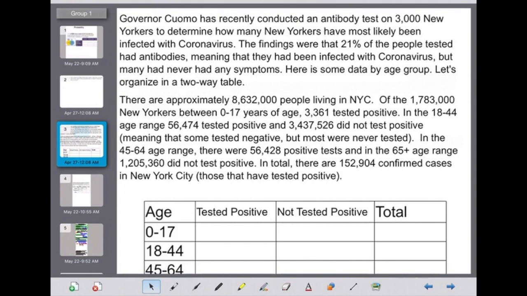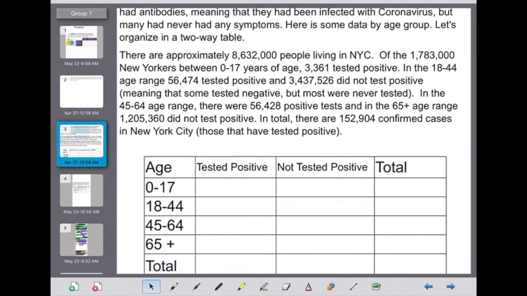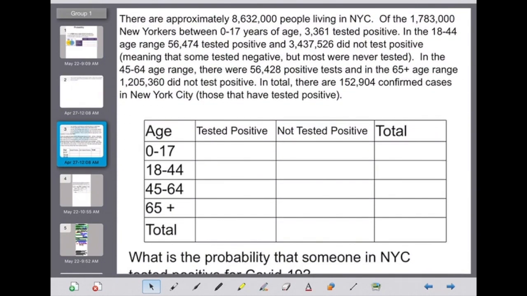That's why it's important that even if we're healthy, we stay home, because we could potentially be carriers even without knowing it. So here's some data that was put out by age group, because we've been hearing about how this affects different age groups in different ways. Again, I rounded some of these numbers to make them a little easier to use, but this is all the real data.